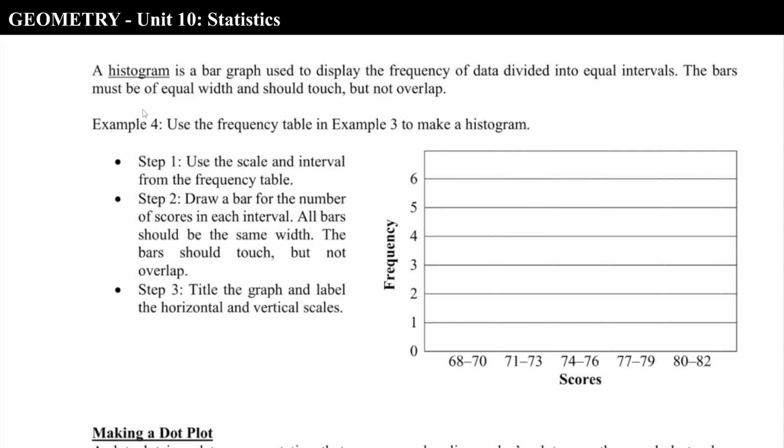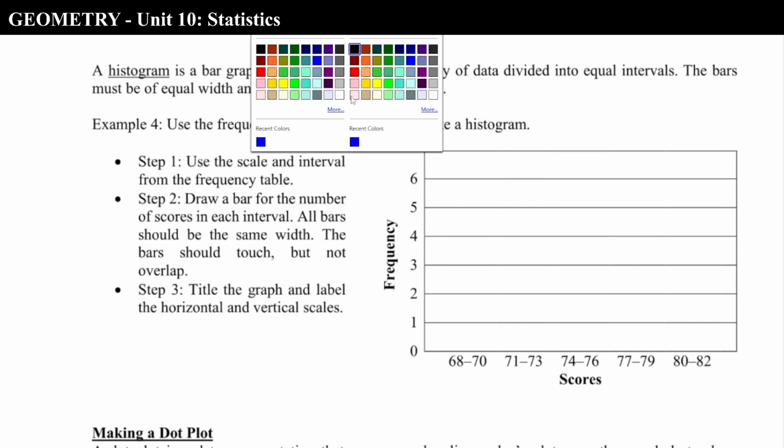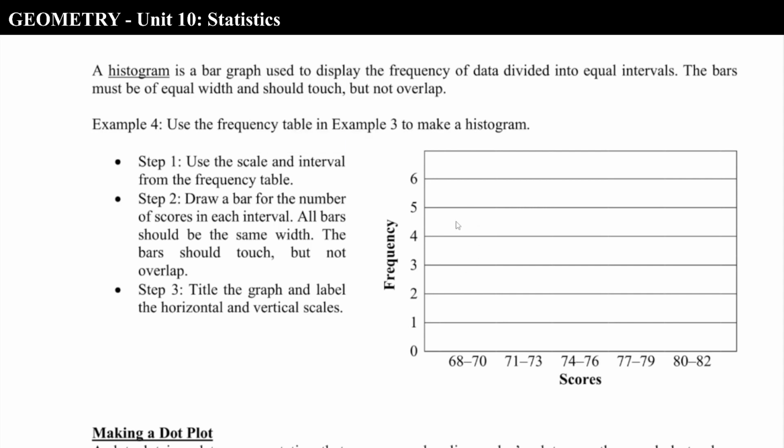The second step is to draw a bar for the number of scores in each interval. All bars should be the same width. The bars should touch but not overlap. And then you can title the graph and label the horizontal and vertical scales. So what we're going to do here is create our bars on this graph.